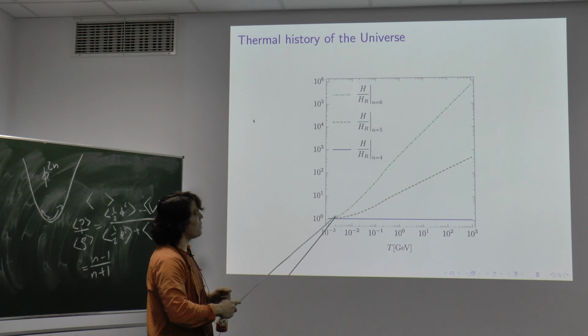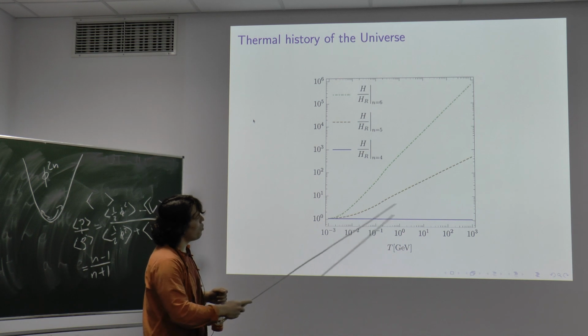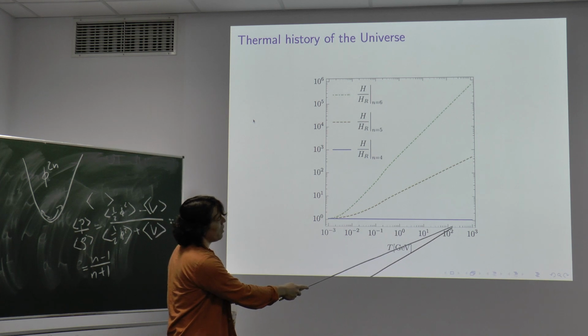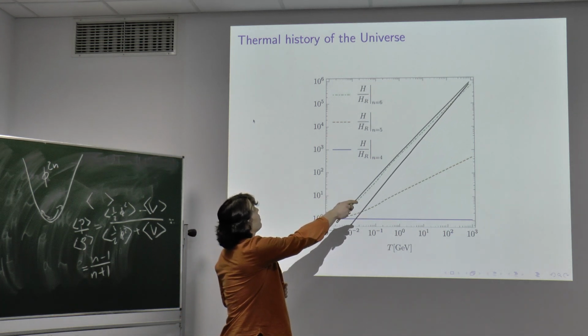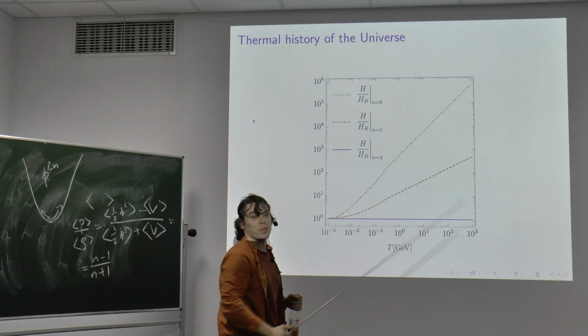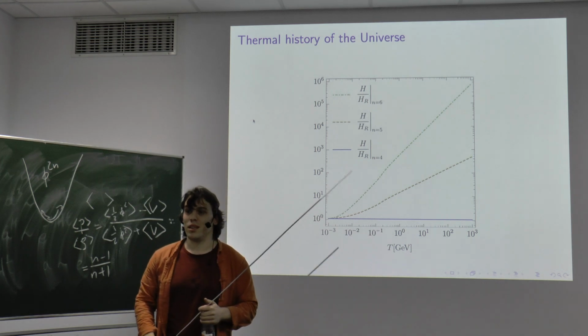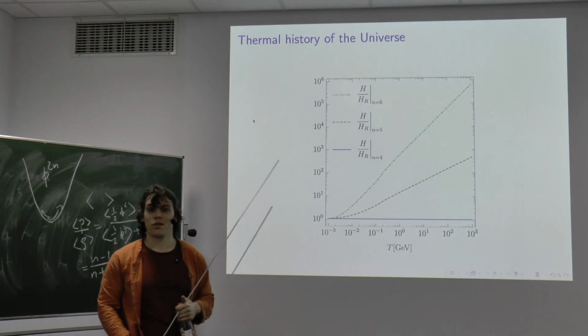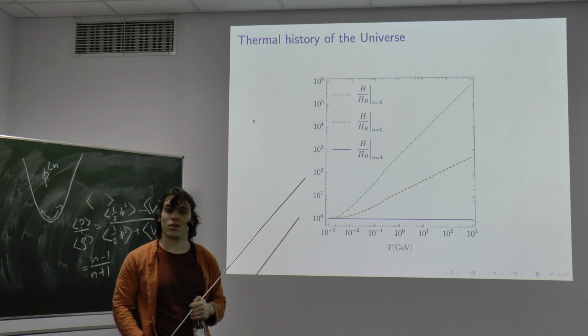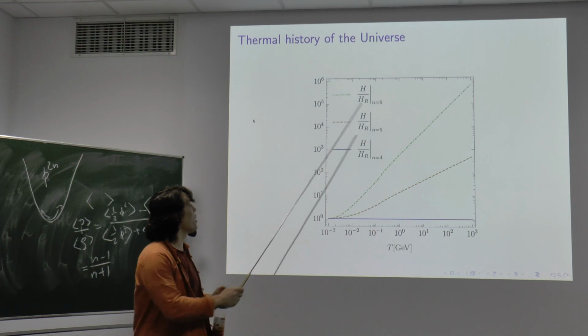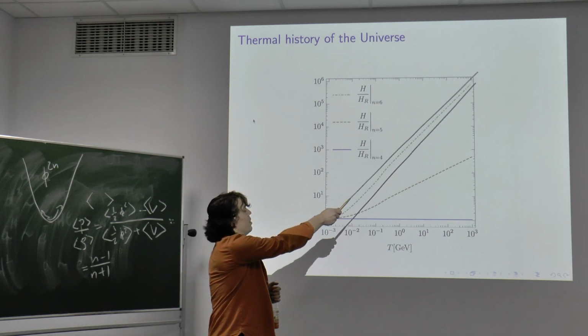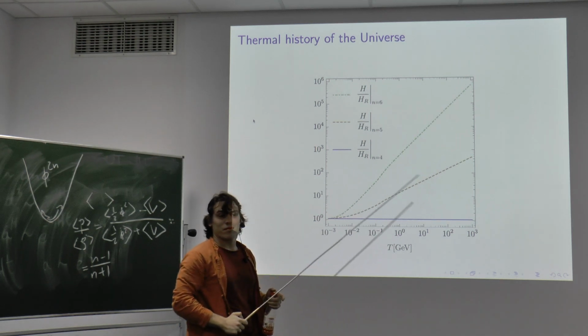And you can see that, for instance, for the massless scalar field case, if you go back to, let's say, 10 to 2 TeV, 10 to 3 TeV, your Hubble parameter can be a million times bigger than it would be in the standard thermal history of the universe. And we have no constraints on that at all. We have no idea what the actual value of the Hubble parameter was around the TeV scale even.